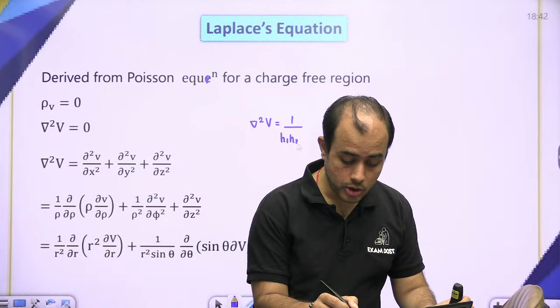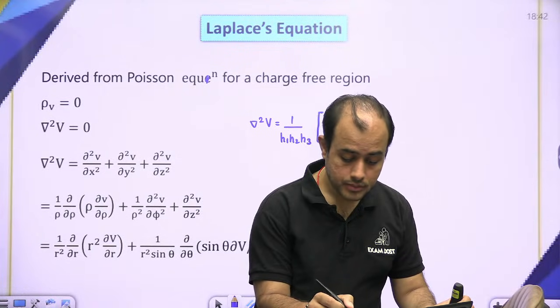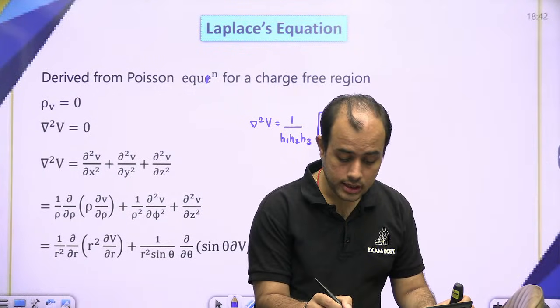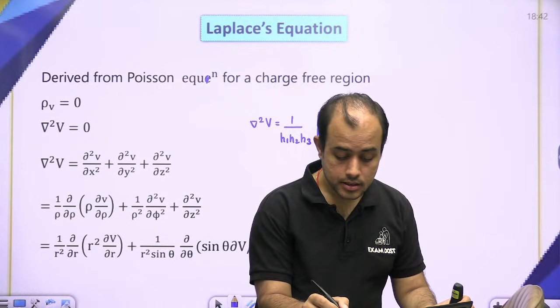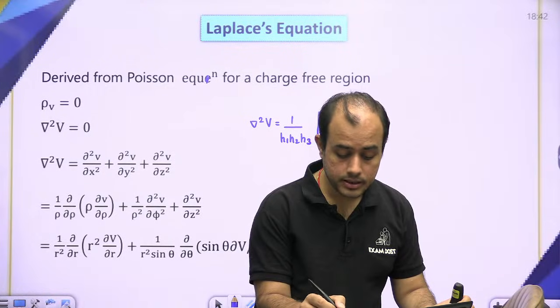The general formula of Laplacian, valid for all the coordinates. ये मैंने आपको बताया भाई.